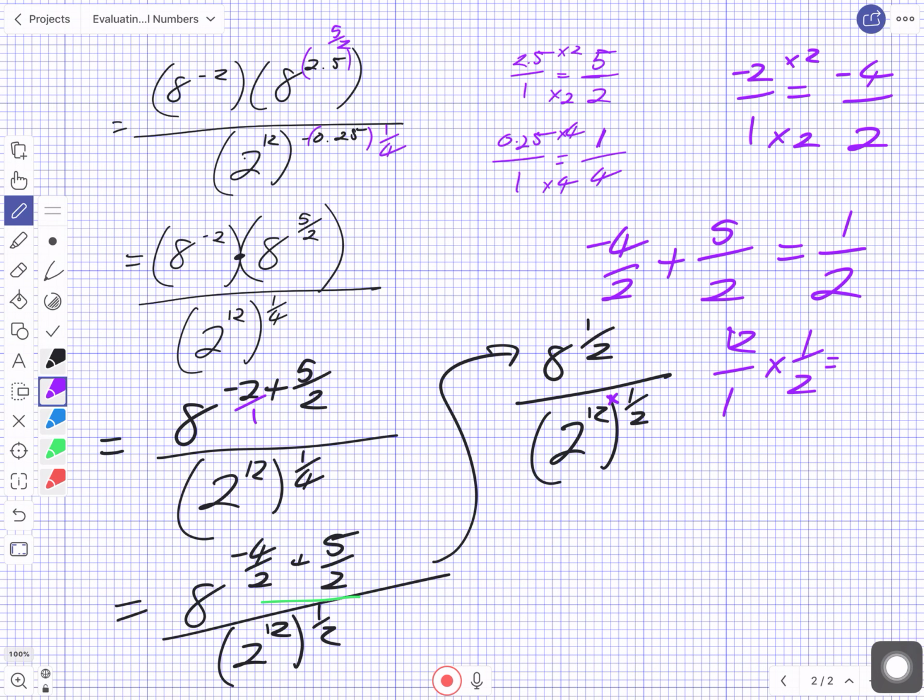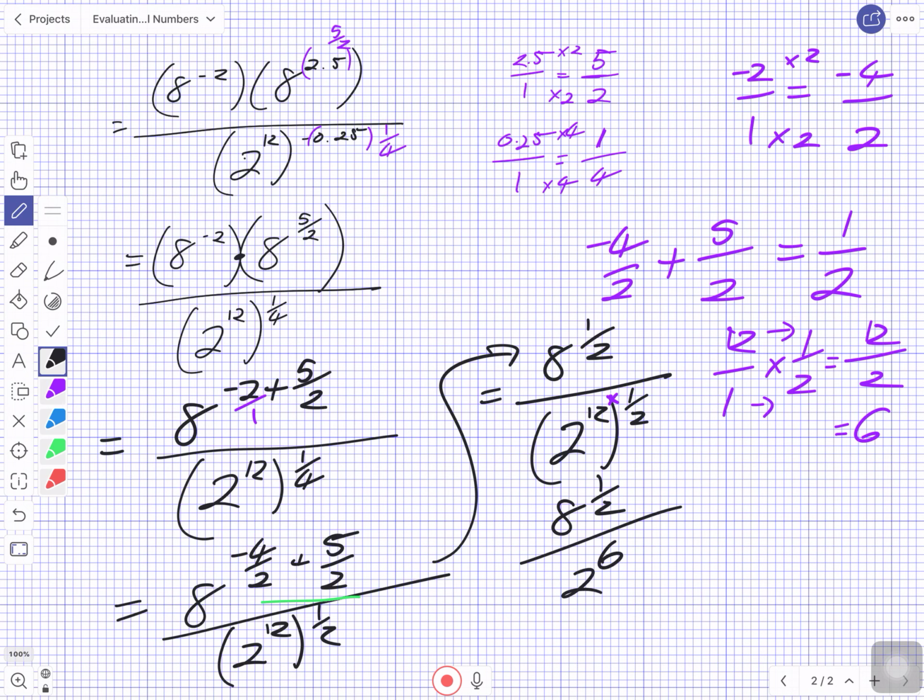When we multiply, we just do the top values by each other and the bottom values by each other. So this becomes 12 over 2. And I can reduce 12 over 2. 12 divided by 2 is actually just 6. So now that becomes 2 to the power of 6. So we have 8 to the half over 2 to the power of 6.